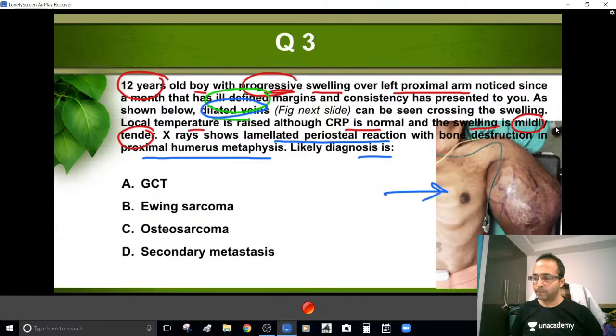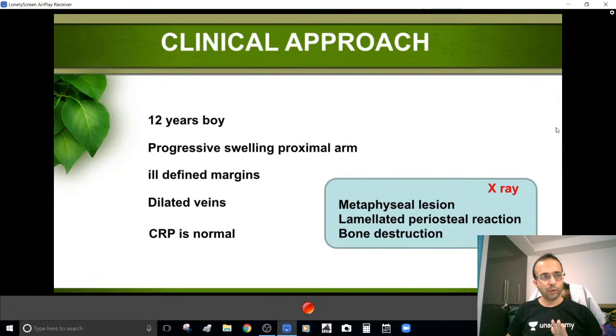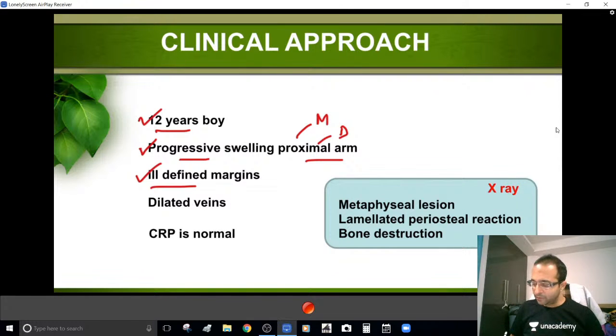So in this scenario, I always love to chart down my options first so that I can refine my clinical approach. So 12-year-old boy, that's the age. You have progressive swelling, which clearly points to you it is malignant. And proximal arm tells you that we are either dealing with a metaphyseal lesion or a diaphyseal lesion. Ill-defined margins clear it's malignant. Dilated veins, I would give it to osteosarcoma. And then CRP is normal and mild tender.